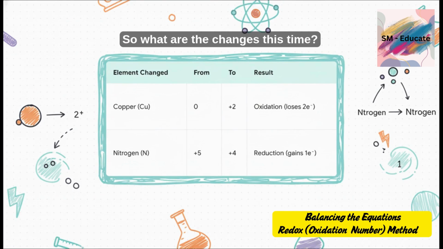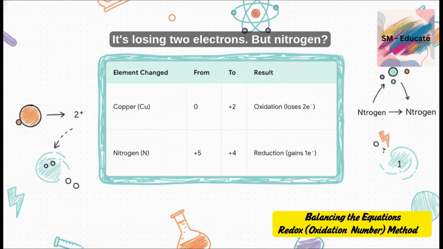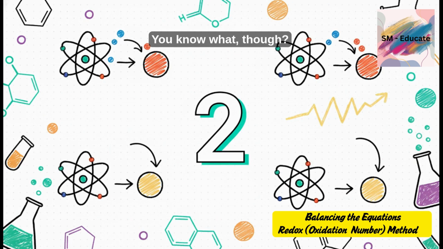So what are the changes this time? Well, copper is doing the exact same thing it did before. It's losing 2 electrons. But nitrogen, this time it's only going from +5 down to +4. It's only gaining a single electron, not 3. This is a whole new ballgame. You know what though? Balancing the electrons here is actually way simpler. Copper loses 2 electrons and nitrogen gains 1. So the lowest common multiple is just 2. Our target is a 2 electron transfer.